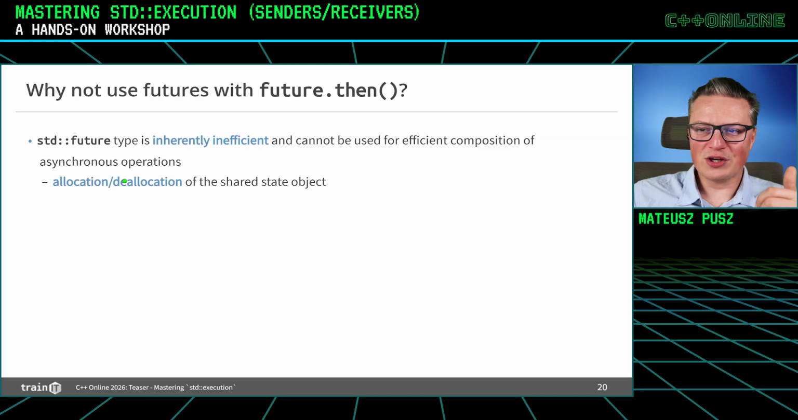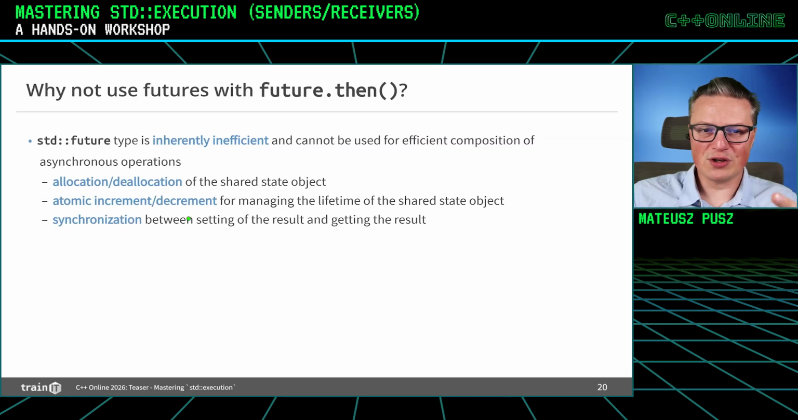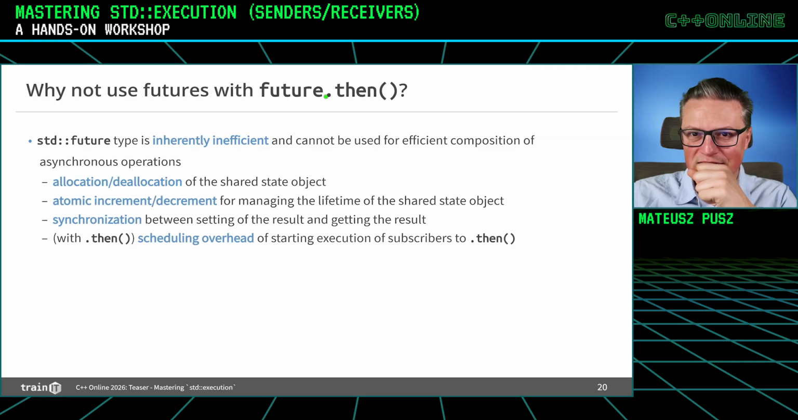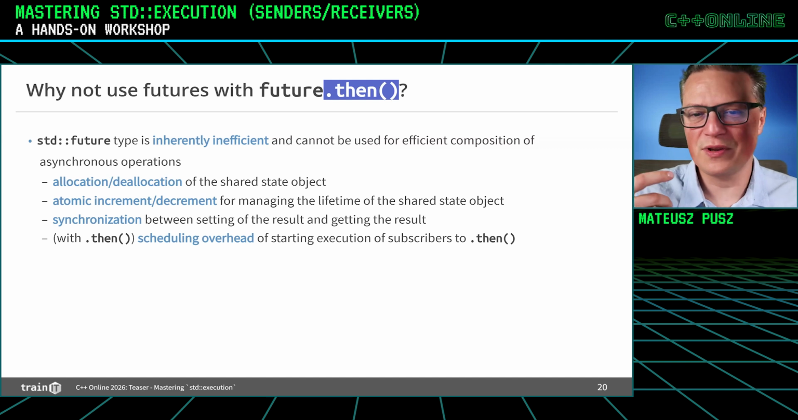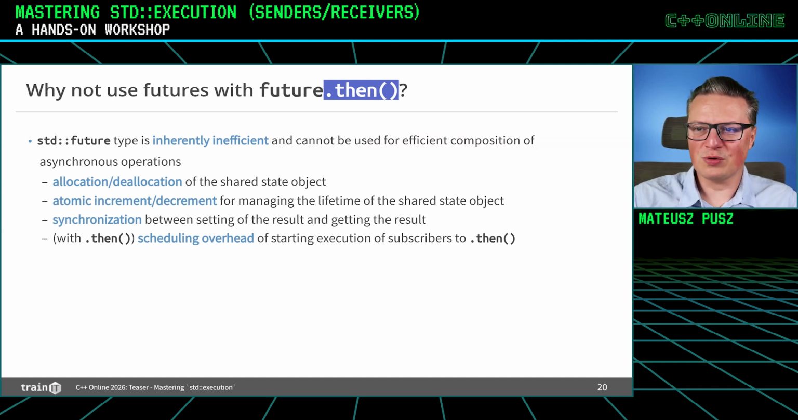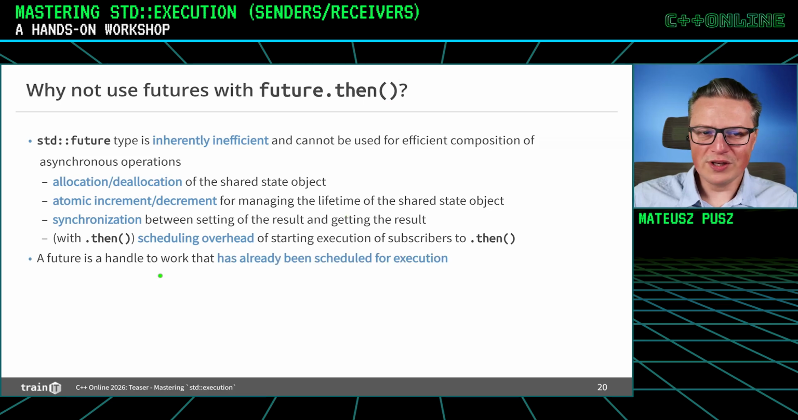We have allocations and deallocations, atomic increments and decrements, and synchronization between setting the result and getting the result. If you're using .then extensions, which are non-standard, this adds some scheduling overhead, and it's also hard to reason about this work because when you actually get the future, the work may have already started. It's already running, so it's hard to prove that there are no races. A future is a handle to work that has already been scheduled for execution, which may be a potential issue.